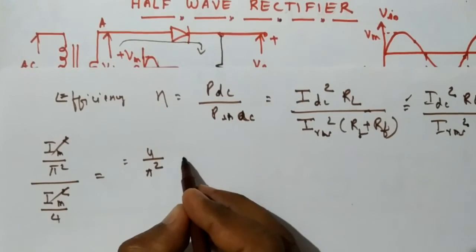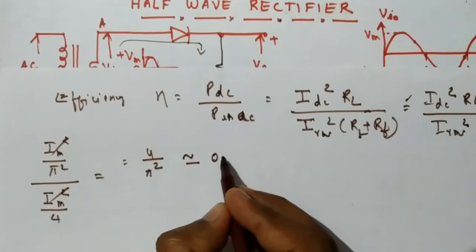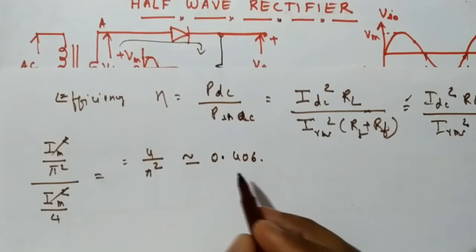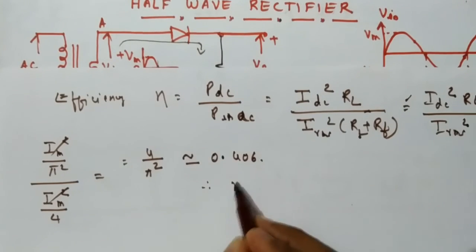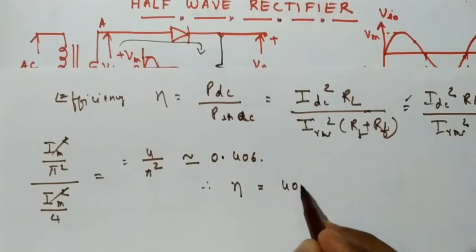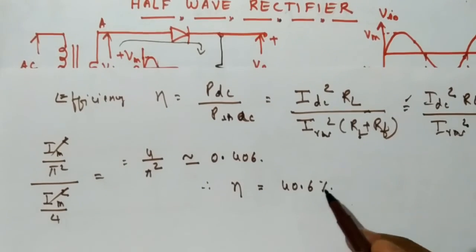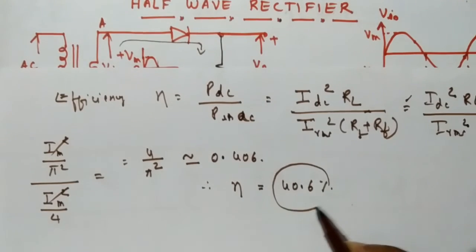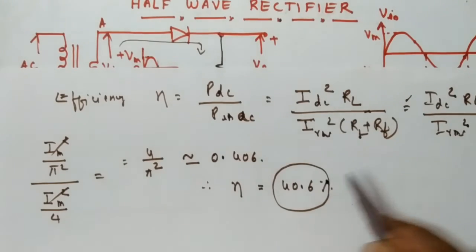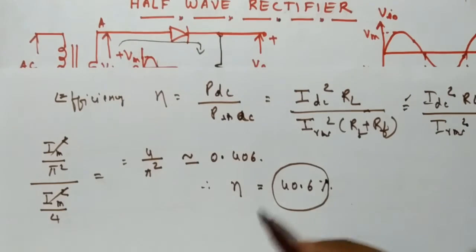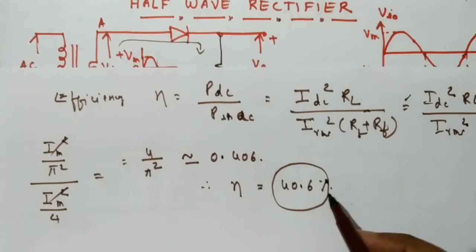This is approximately equal to 0.406. So therefore, efficiency, represented in terms of percentage, will be equal to 40.6%. What do you mean by this? Only 40.6% of the AC is converted into DC in a half wave rectifier. The remaining power, that is around 60%, will be wasted.